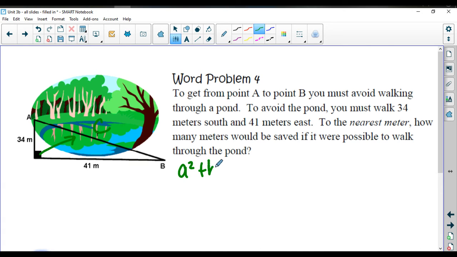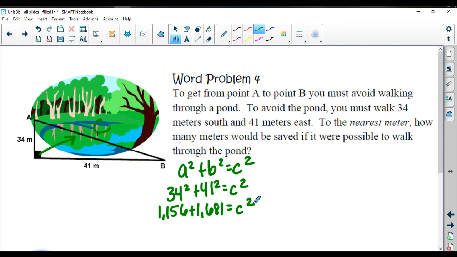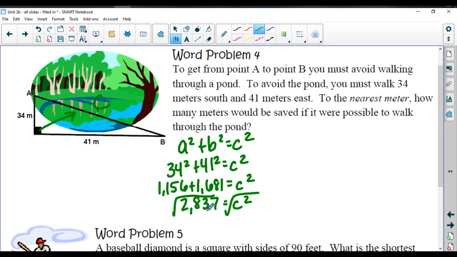So we have a squared plus b squared equals c squared. 34 squared plus 41 squared equals c squared. So this is 1,156. 41 squared is 1,681 equals c squared. So we get 2,837 equals c squared. And we're going to go ahead and take the square root. And that's going to give us 53.2. And it does say to the nearest meter. So we're just going to go with 53 because it's a whole number. So across the pond then is 53 meters.